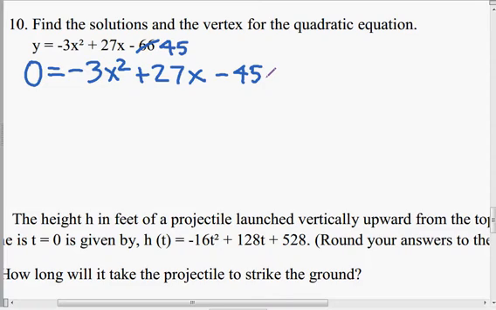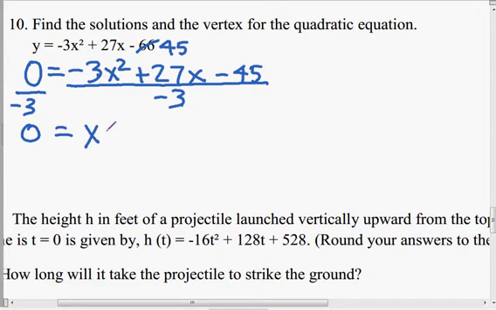Okay. Be a lot easier if I had that x squared by itself, but I can easily divide both sides by negative 3. 0 divided by negative 3 is still 0. Negative 3 divided by negative 3 gives me 1. 1 times x squared is just x squared. 27 divided by negative 3 is negative 9. And negative 45 divided by negative 3 is a positive 15.